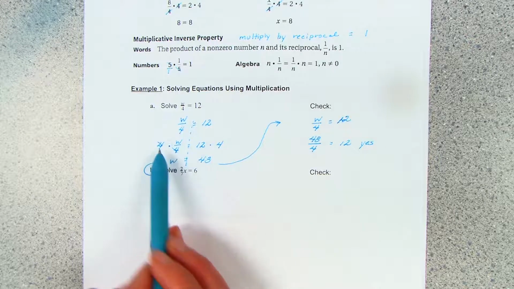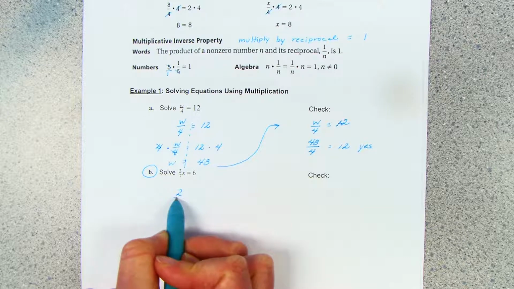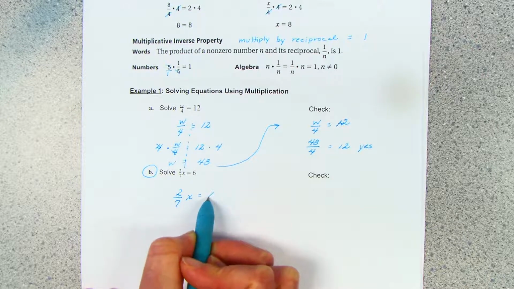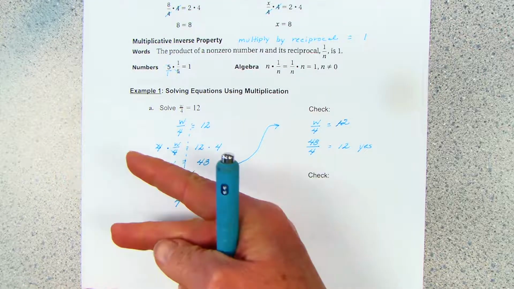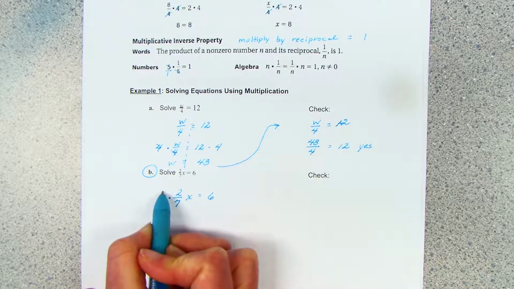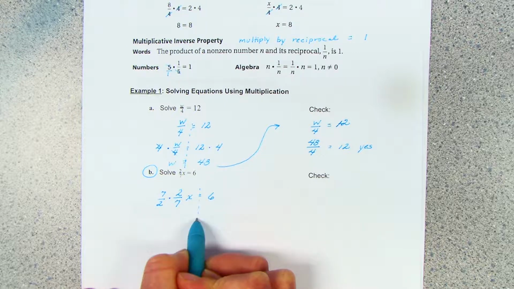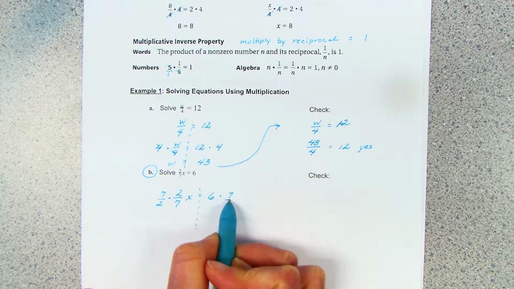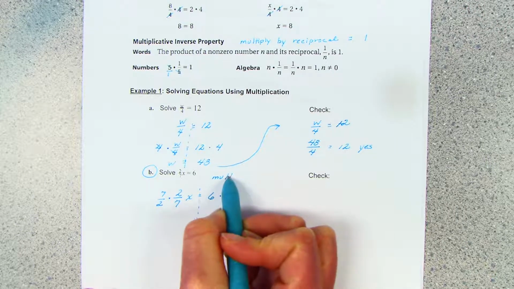I'm dividing by 4, so I'm going to multiply by 4 to undo that. But if I have a fraction, 2/7 x equals 6, then the way I undo that is by multiplying by the reciprocal, or multiplying by 7 over 2, put my dot, dot, dot, and whatever I do to one side, I have to do the same thing to the other side.